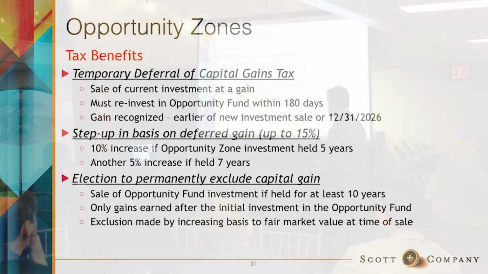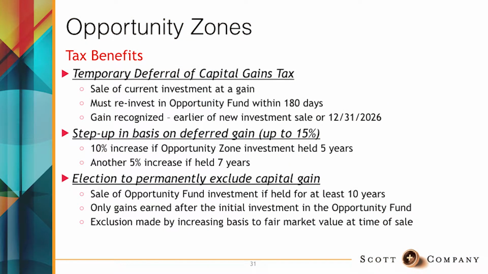All right, the next benefit, number 2: if you hold that new investment in that opportunity zone for at least 5 years, then you get a 10% step up in your basis. So that deferred gain, you were going to pay tax on it in 2026, that gain just shrunk by 10%. If you hold it for another 2 years, a total of 7, you get another 5% reduction in that gain. Again, this depends on you continuing to hold that new investment in the opportunity zone.